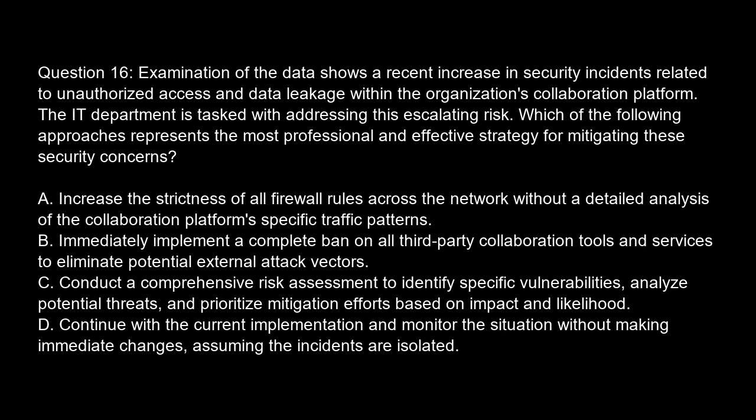Option A. Increase the strictness of all firewall rules across the network without a detailed analysis of the collaboration platform-specific traffic patterns. Option B. Immediately implement a complete ban on all third-party collaboration tools and services to eliminate potential external attack vectors. Option C. Conduct a comprehensive risk assessment to identify specific vulnerabilities, analyze potential threats, and prioritize mitigation efforts based on impact and likelihood. Option D. Continue with the current implementation and monitor the situation without making immediate changes, assuming the incidents are isolated.